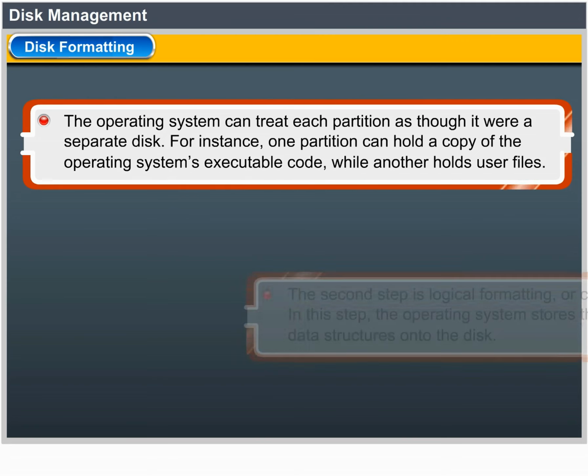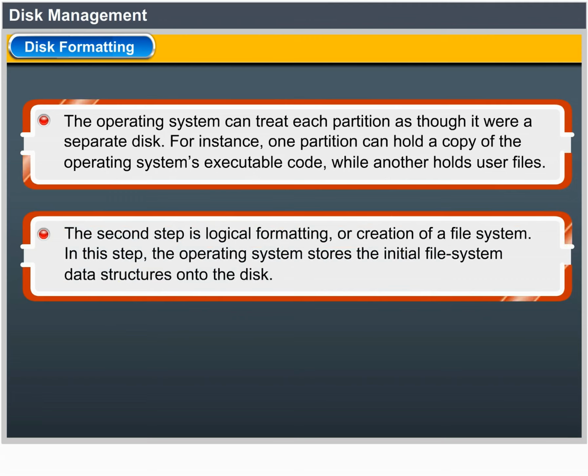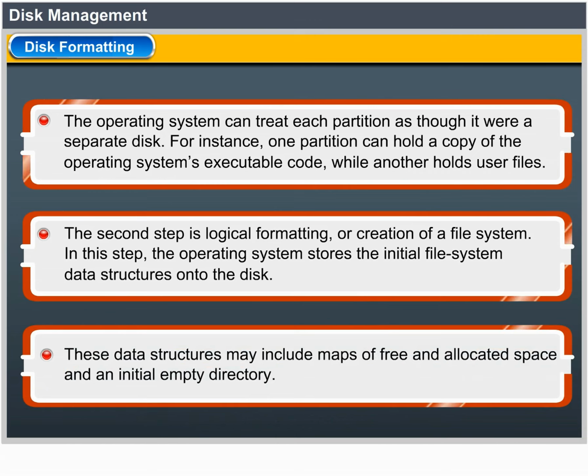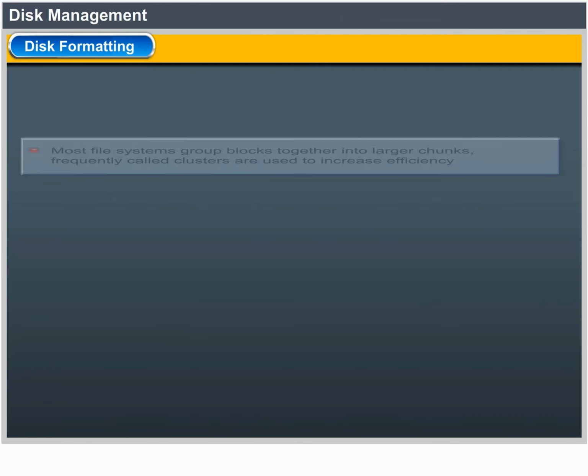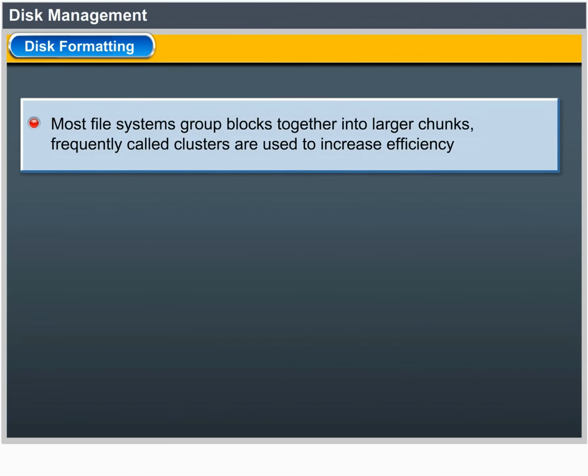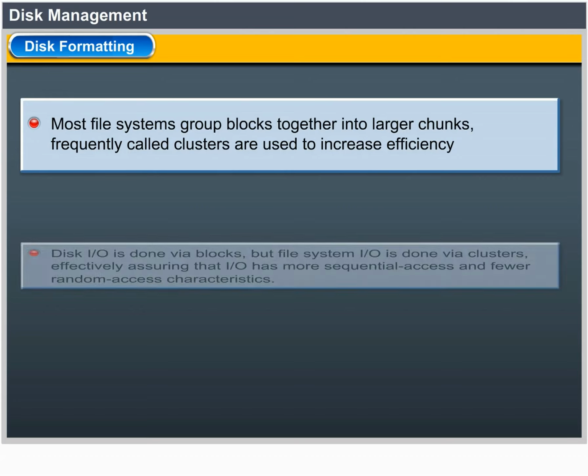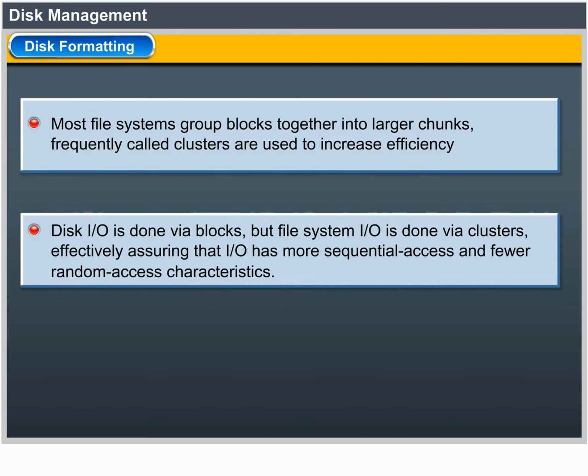The second step is logical formatting, or creation of a file system. In this step, the operating system stores the initial file system data structures onto the disk. These data structures may include maps of free and allocated space and an initial empty directory. To increase efficiency, most file systems group blocks together into larger chunks, frequently called clusters. Disk input-output is done via blocks, but file system input-output is done via clusters, effectively assuring that input-output has more sequential access and fewer random access characteristics.